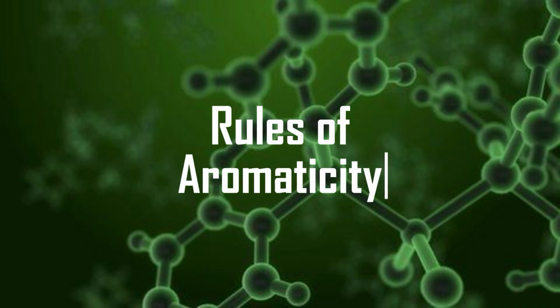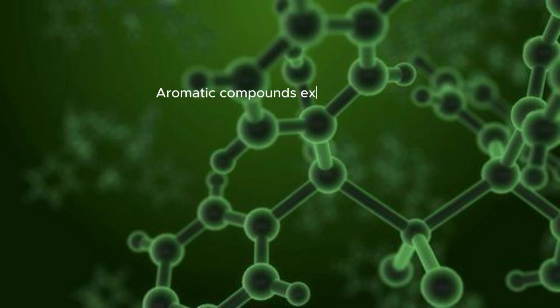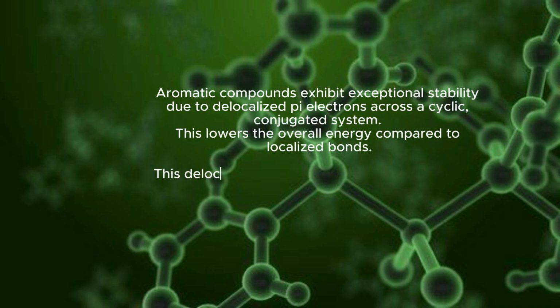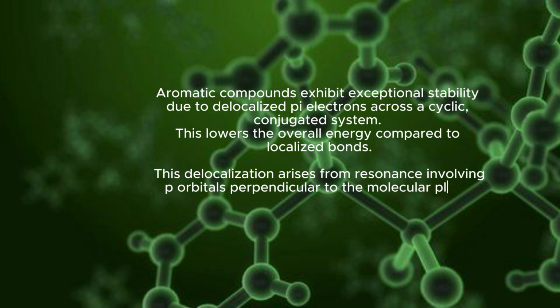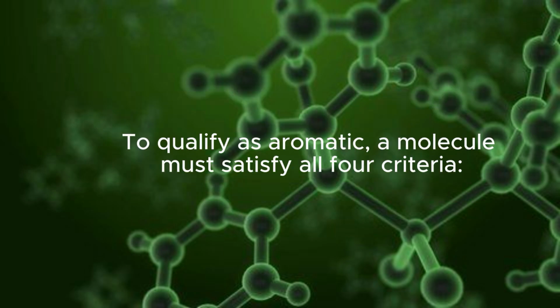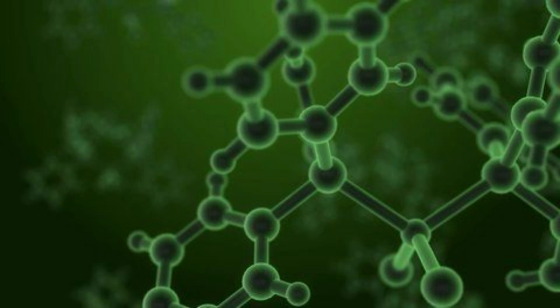Rules of aromaticity. Aromatic compounds exhibit exceptional stability due to delocalized pi electrons across a cyclic, conjugated system. This lowers the overall energy compared to localized bonds. This delocalization arises from resonance involving p orbitals perpendicular to the molecular plane, stabilizing the molecule beyond what simple cyclic conjugation would. To qualify as aromatic, a molecule must satisfy all four criteria.